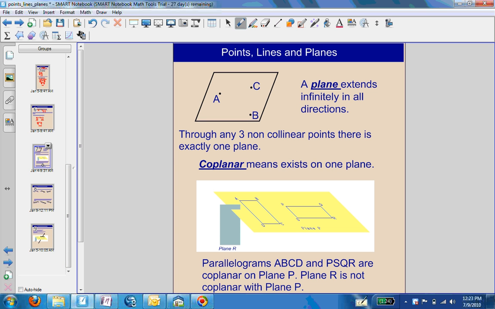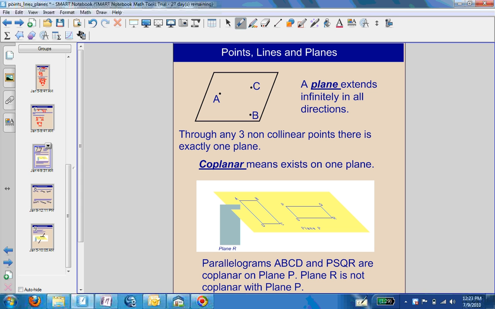So moving on to our next topic, we're going to talk about a plane. A plane extends infinitely in all directions. So it's kind of like a parallelogram, except it doesn't really have any sides. It just goes on forever. You could think about the wall of your classroom if it was to go up forever, down forever, and to the left and right forever.